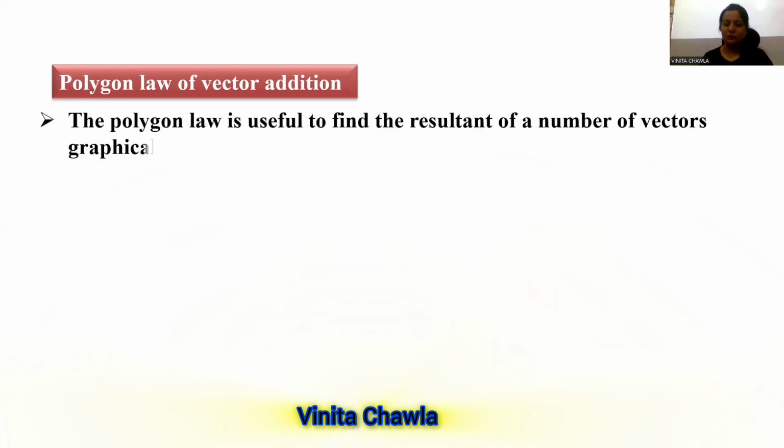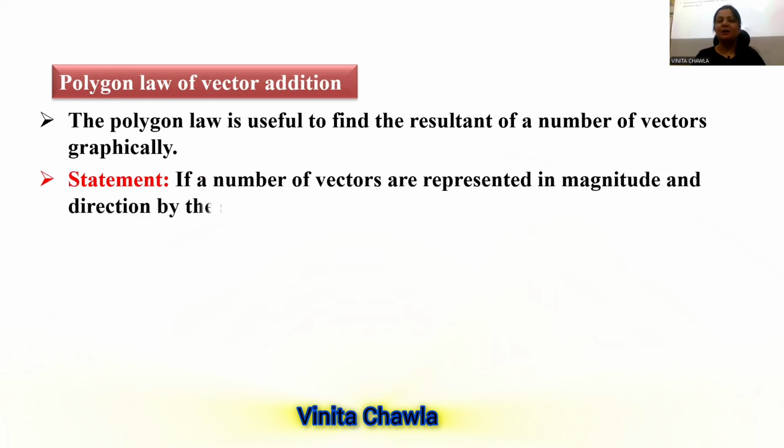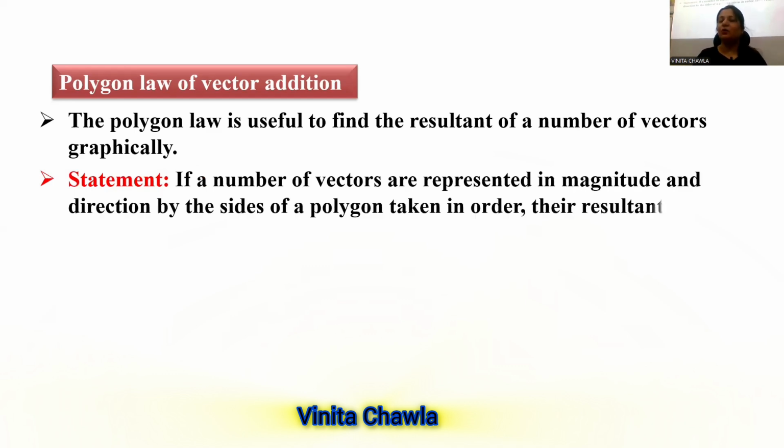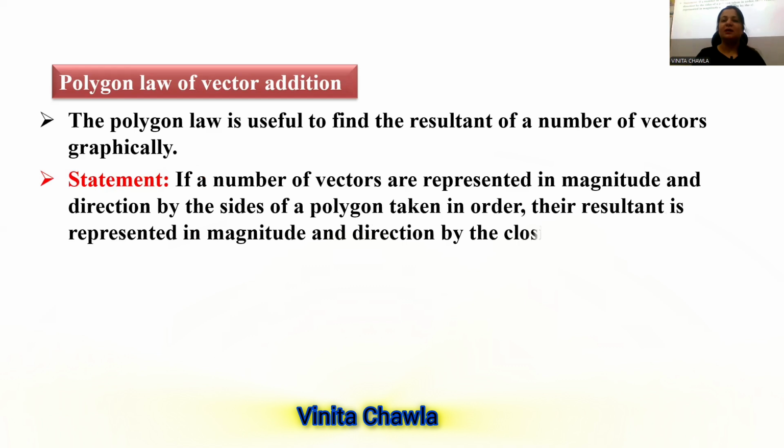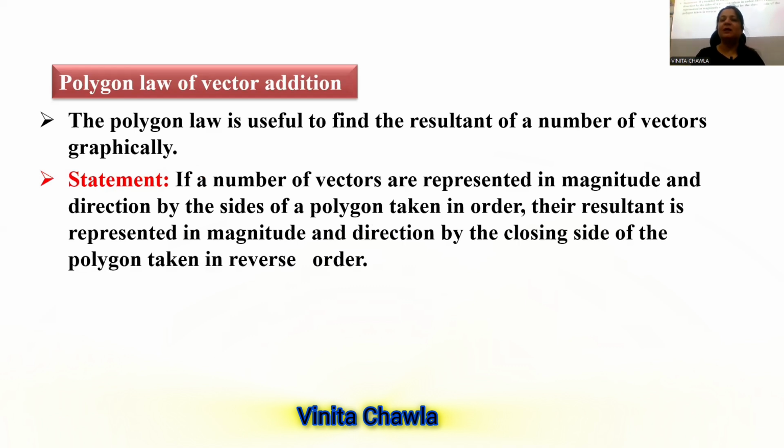The polygon law is useful to find the resultant of a number of vectors graphically. Okay. So here, if a number of vectors are represented in magnitude and direction by the sides of a polygon taken in order, the resultant is represented in magnitude and direction by the closing side of the polygon taken in reverse order.